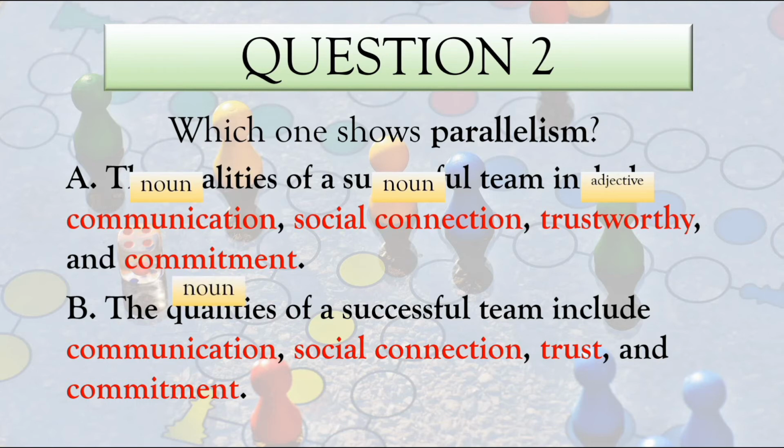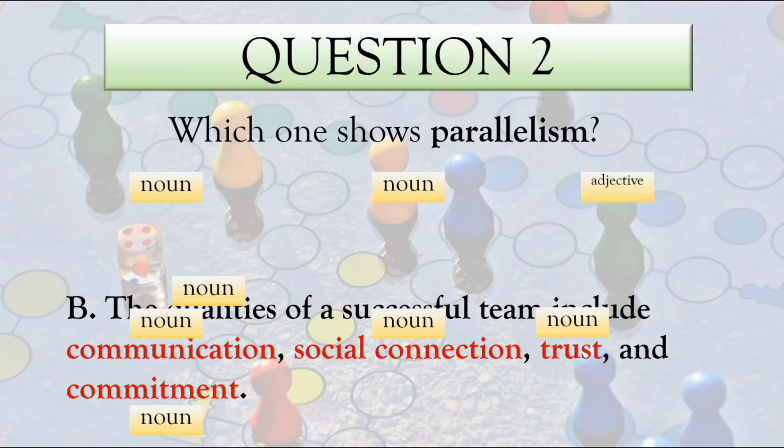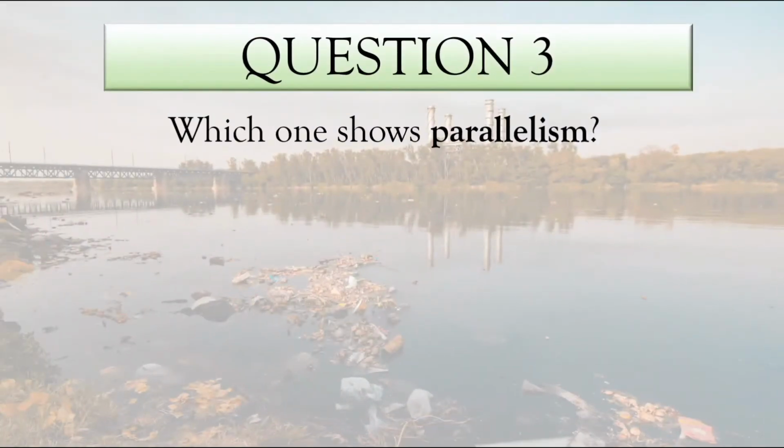For letter B, the word communication is a noun. Social connection is a noun. Trust is a noun. And commitment is a noun. Since all the highlighted words in option B are nouns, the correct answer is letter B. It's the sentence that shows parallelism. Let's go to the third and final question.